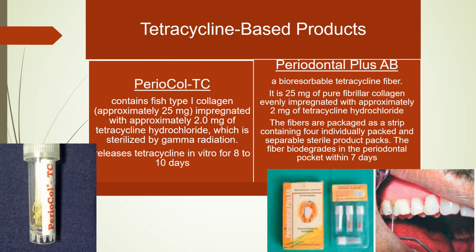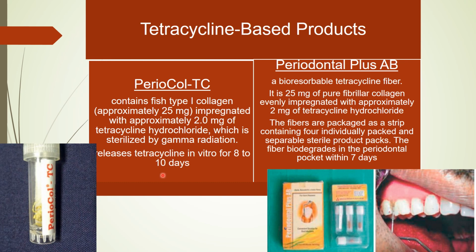Coming to the tetracycline based products, we have Periocol TZ and Periodontal Plus AB. Coming to Periocol TZ, it contains fish type 1 collagen, approximately 25 milligram, impregnated with 2 milligram of tetracycline hydrochloride, which is sterilized by gamma radiation and releases tetracycline in vitro for 8 to 10 days. A periodontal dressing should be placed to avoid dislodging the fibers. You can see in the picture that it is packaged in an individual vial.